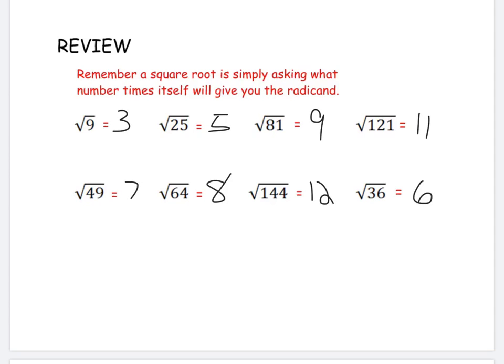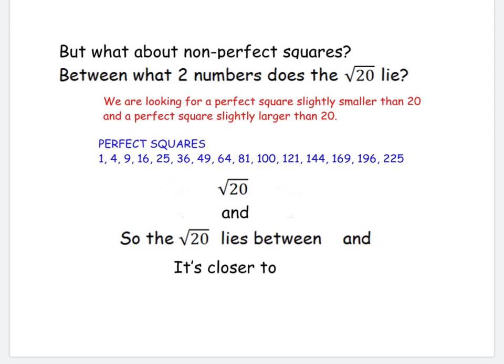But let's look at what happens when you get a number that's not one of those squares as your radicand. This time we have the square root of 20. 20 is not a perfect square, because no number times itself is going to nicely give me 20. So I want to take a look at my list of perfect squares, which I brought here again on the screen, that you already have in your notebook from a couple of lessons ago.